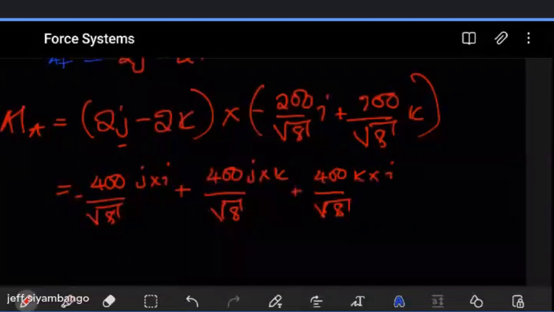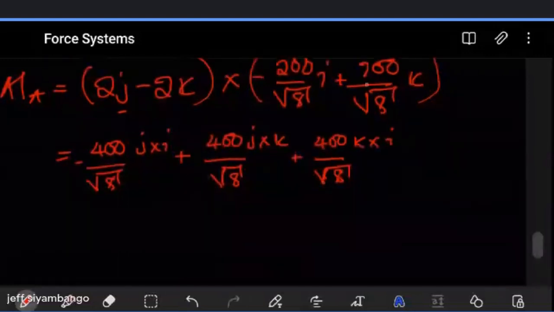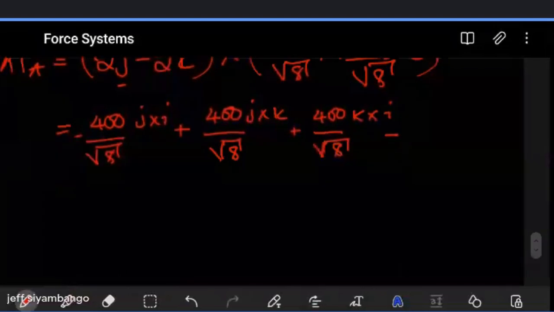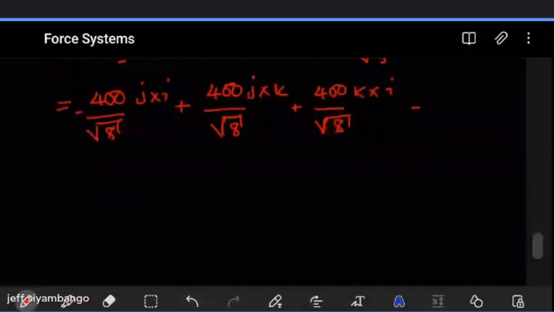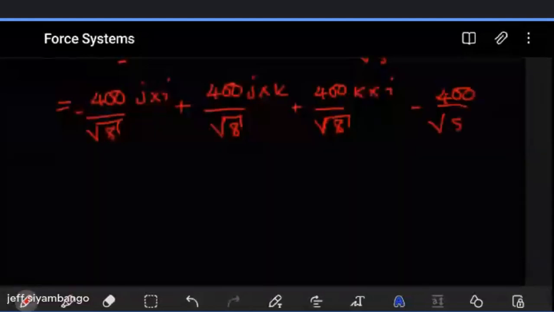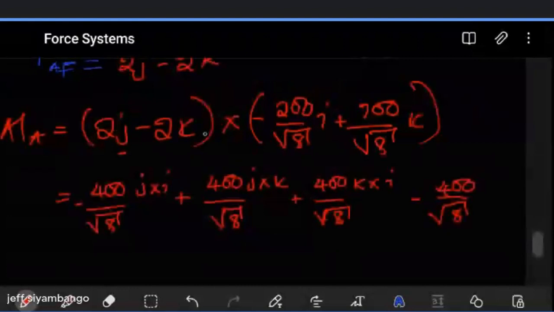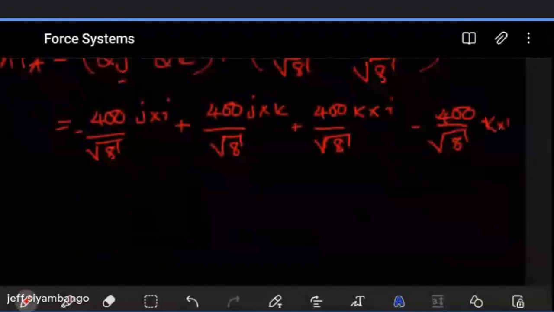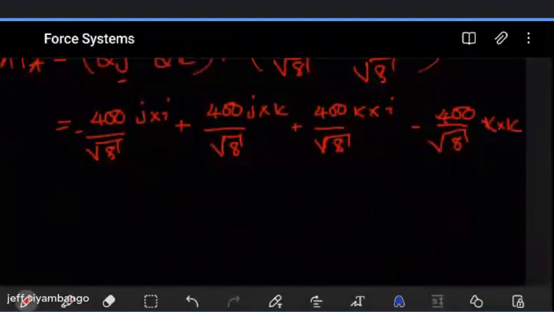Then lastly, you have the minus 2 multiplying the positive 200. That is minus 400. And then you have over root 8. Now again, the unit vectors, it's k cross k. So this is going to be k cross k. So if you looked at these unit vectors, one simplifies automatically.